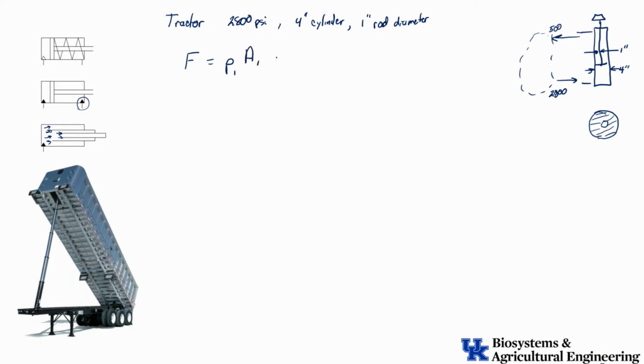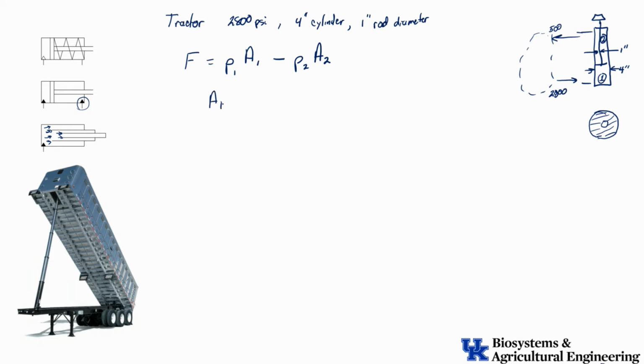So P1A1 minus P2A2. All right, so this is side 1 down here. The extension side we talk about as side 1. The retraction side we talk about as side 2 up on top. So I need to know the area of 1. I like to calculate the areas first to keep my equation a little bit simpler.